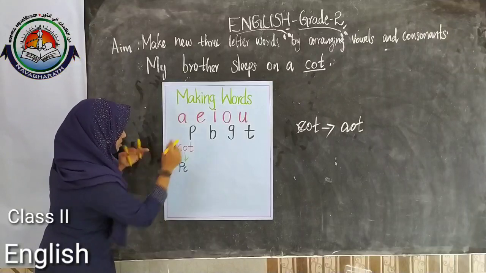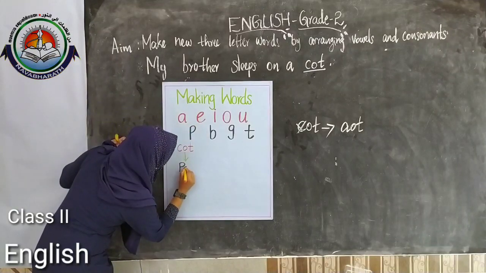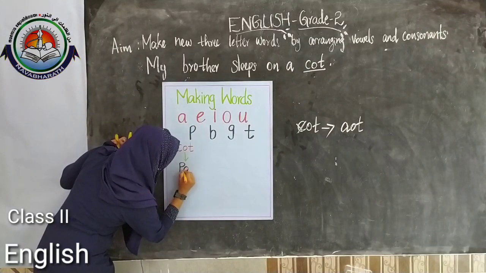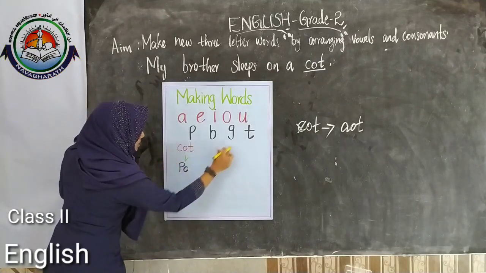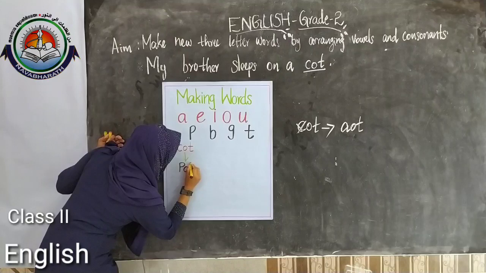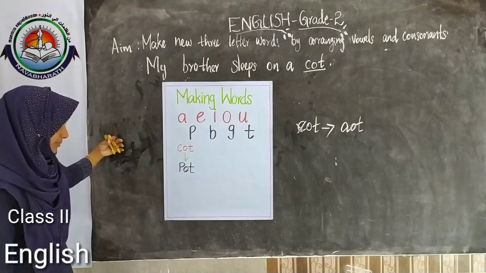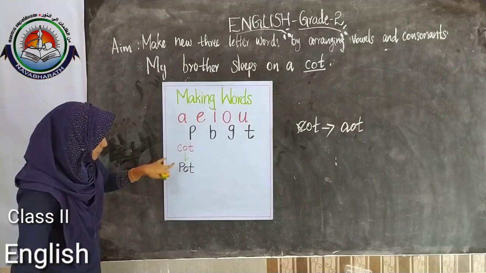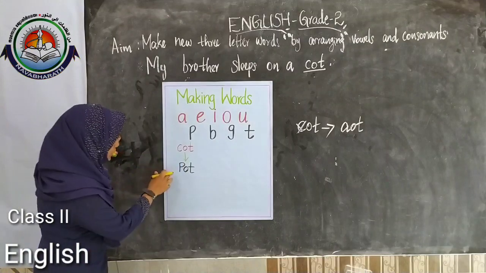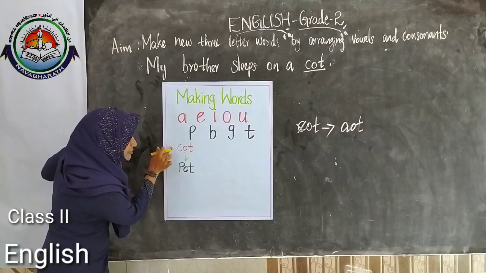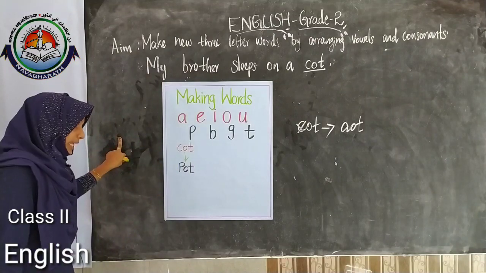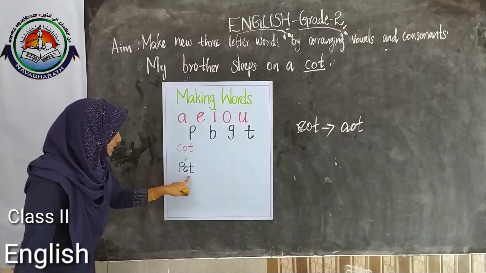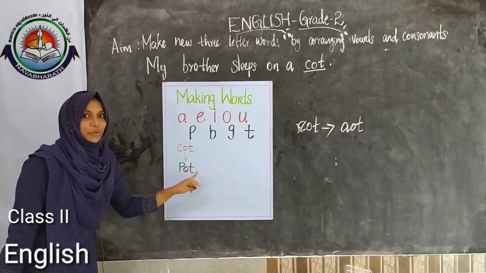Because it is the red color. P, O, then again it is T. Listen here, ma'am, I'll replace the first letter C with the letter P. So what happened? Here we get a new word, pot.